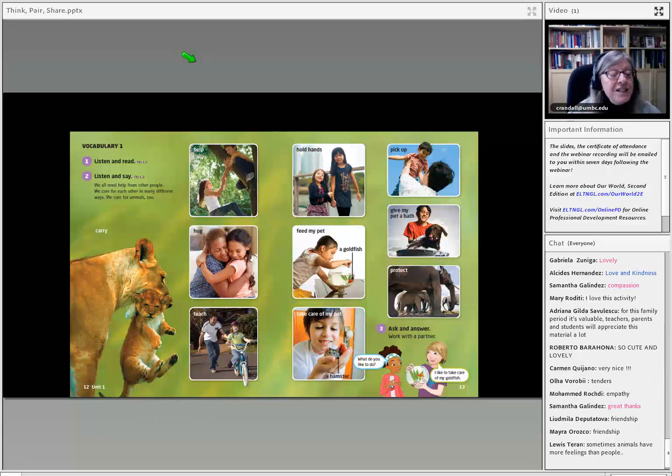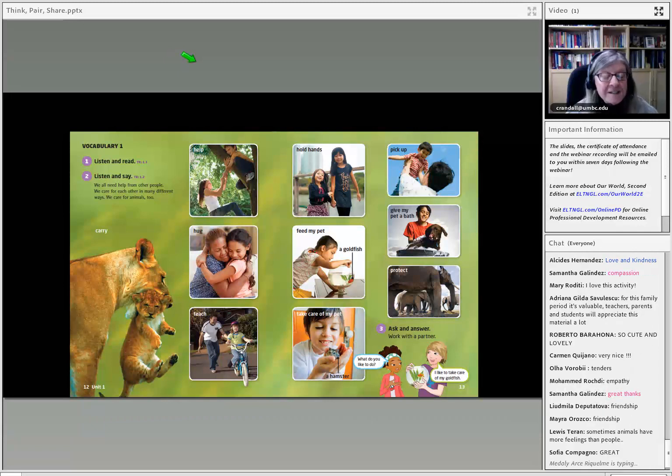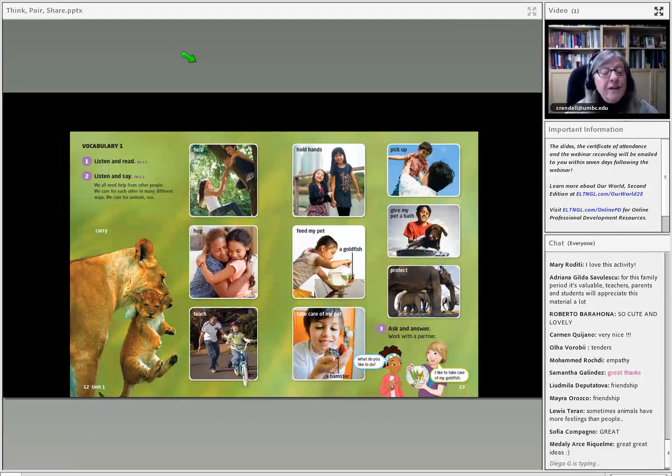And here we are actually seeing people taking care of people, helping a friend, hugging, expressing love and kindness, teaching, but also feeding a pet, a goldfinch, giving a dog a bath, and then protecting elephants, and here taking care of a hamster. So in this particular case, it's caring for animals and caring for friends and probably caring for family members as well. And how do you do that?